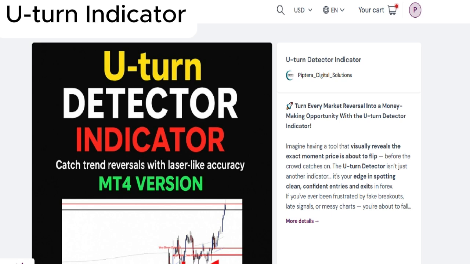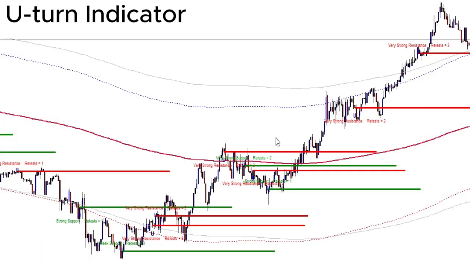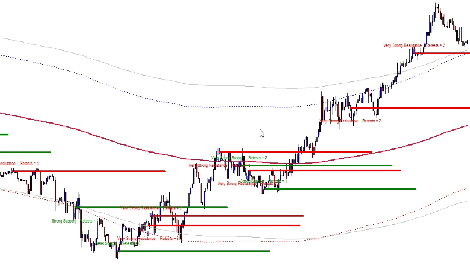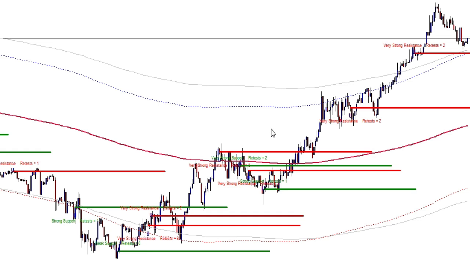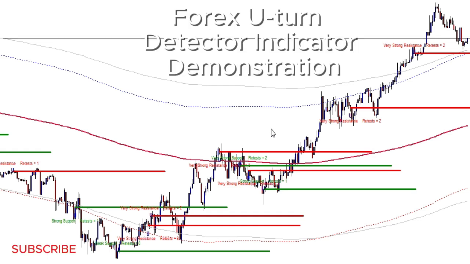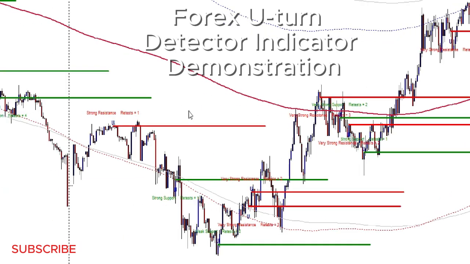Hello, welcome to the demonstration of the U-Turn Detector Indicator. Today I am going to explain the intricate details about this indicator and show you how to use it. Okay, without further ado, let's get started.